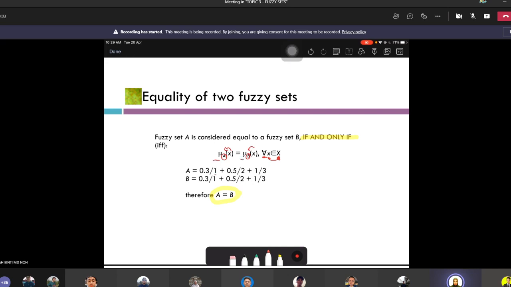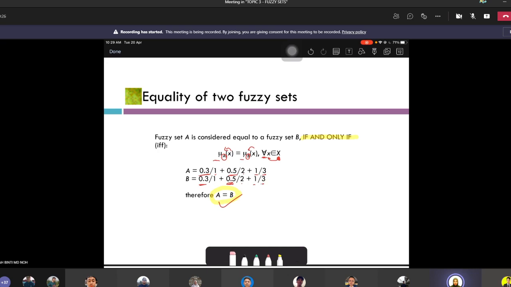So kita tengok. 1, 2, 3 adalah dia punya universe of discourse. So the element 1 belongs to A sebanyak 0.3. Element 1 belongs to B pun 0.3. Element 2 belongs to A 0.5. Element 2 belongs to B 0.5. 3 belongs to A sebanyak 1. 3 juga belongs to B 1. Sebab itu kita boleh katakan A is equal to B.